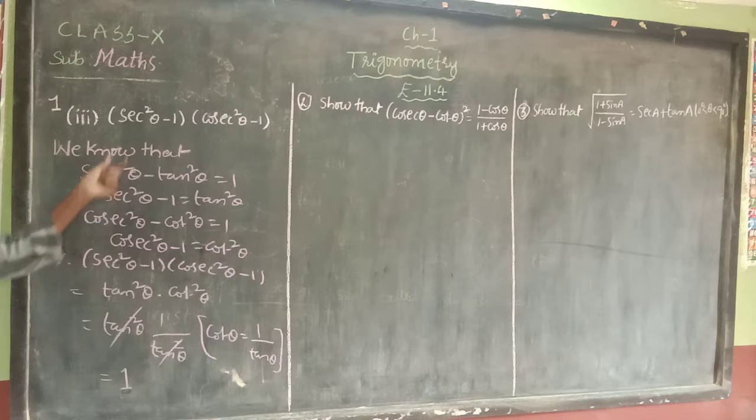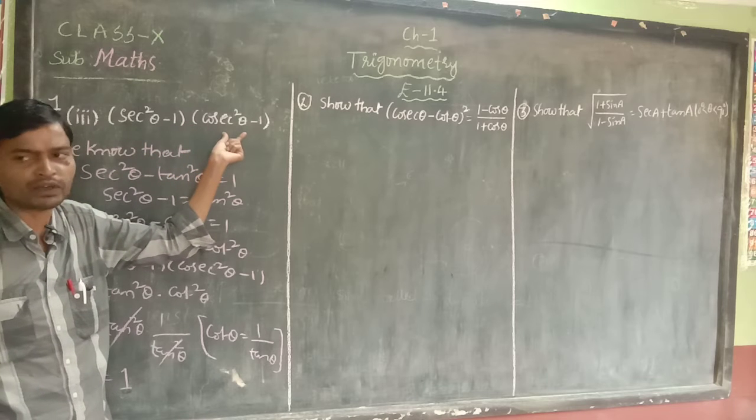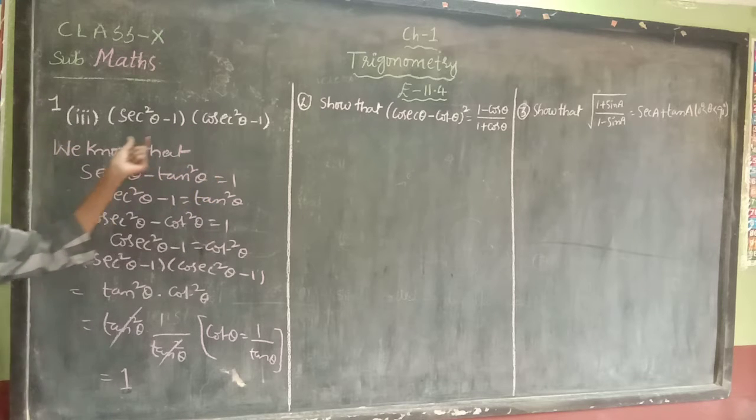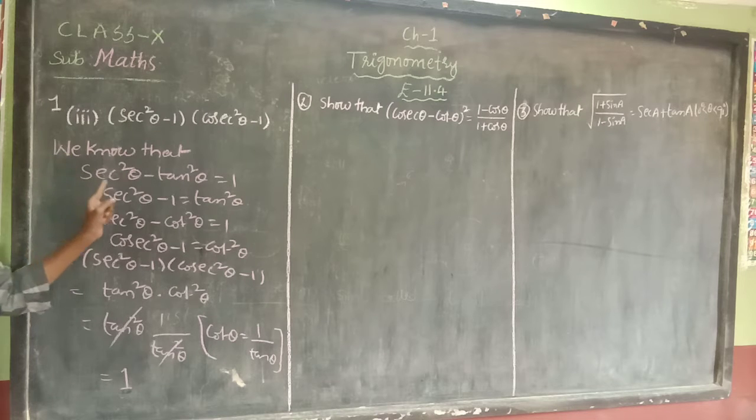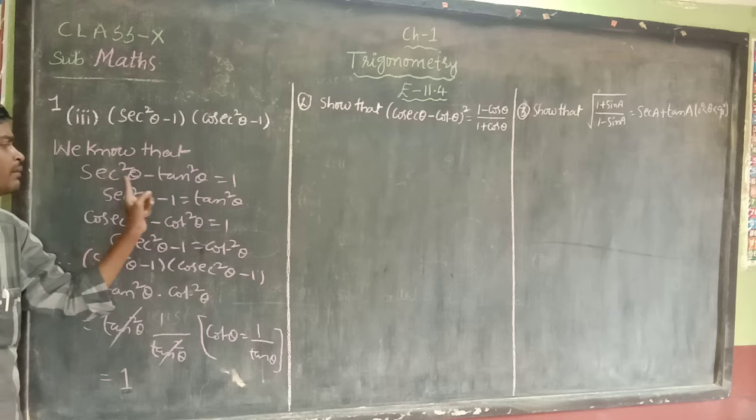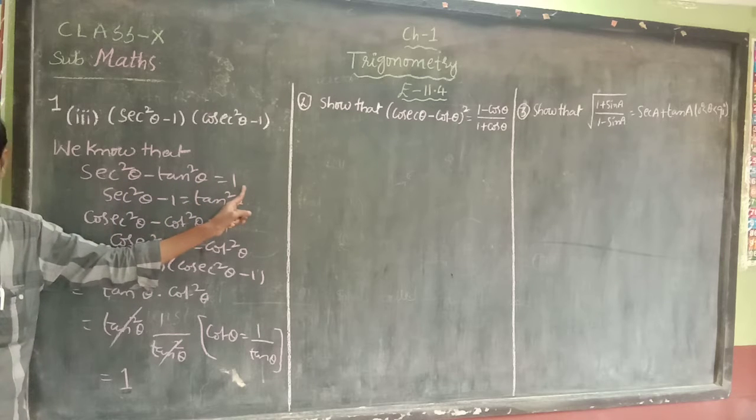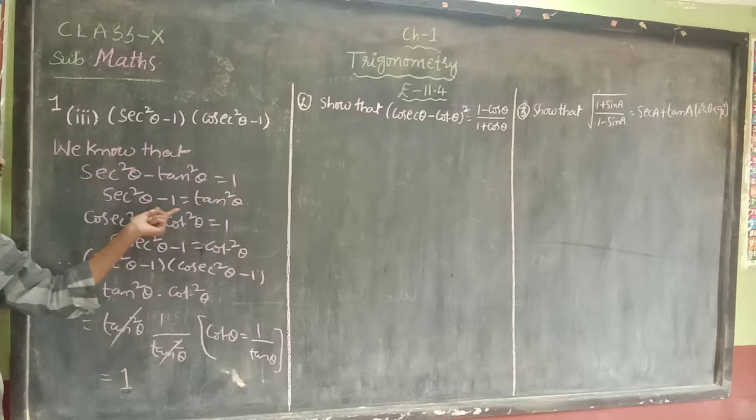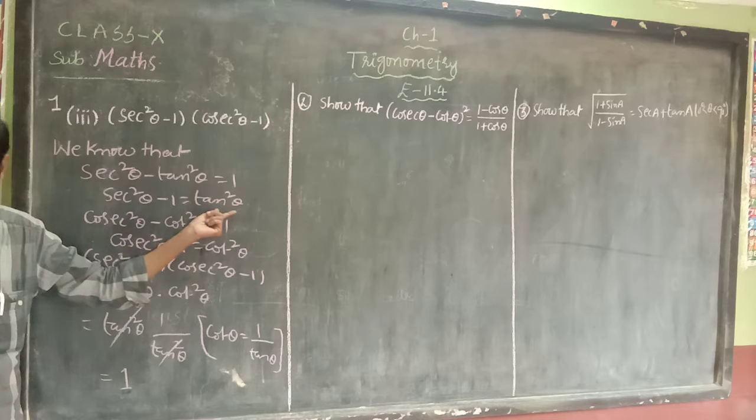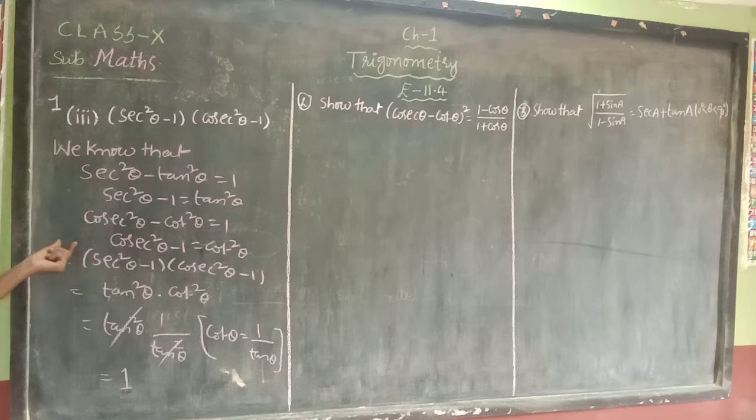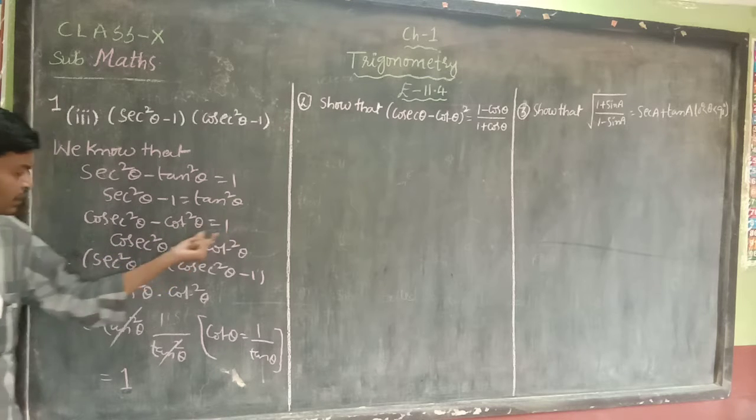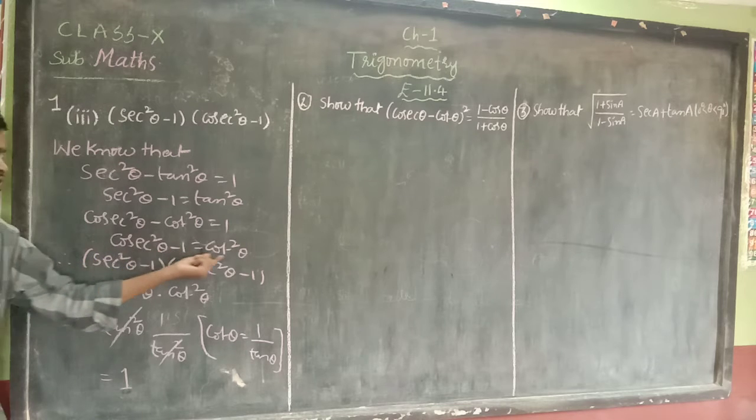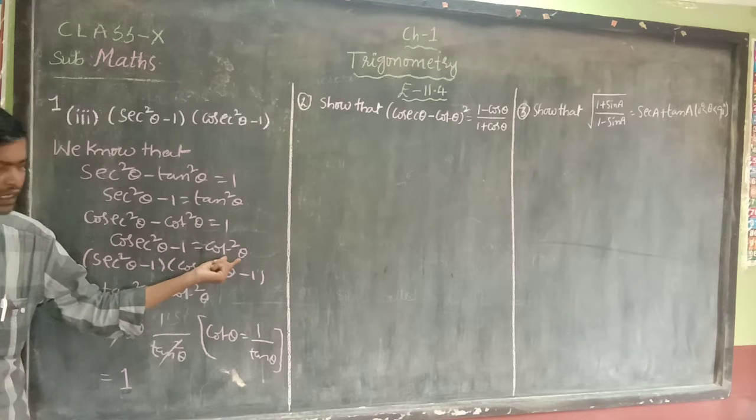Once again, let us revise this problem. The given problem is sec square theta minus 1 into cosec square theta minus 1. We know by the identities, the second identity, sec square theta minus tan square theta is equal to 1. With this, sec square theta minus 1 is equal to tan square theta. And the third identity is cosec square theta minus cot square theta is equal to 1. With this, cosec square theta minus 1 is equal to cot square theta.